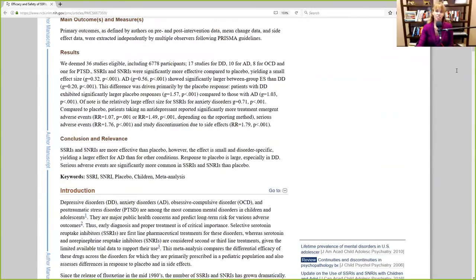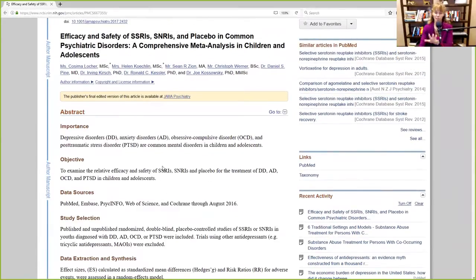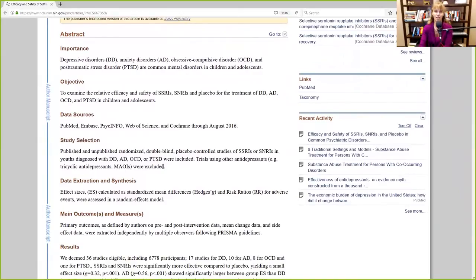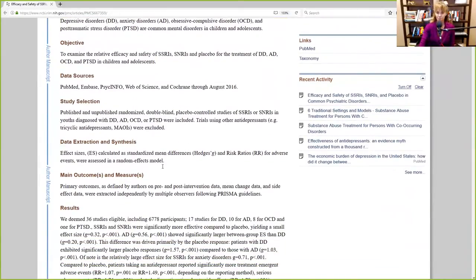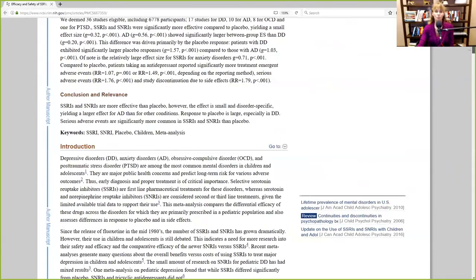Conclusion and relevance. You want to look at the beginning to see who were the subjects. Does this apply? Okay, so we've determined it does. You're working with an adolescent or child. Then you can just scroll down to conclusions and relevance. SSRIs and SNRIs are more effective than placebo. However, the effect is small and disorder specific, yielding larger effect. So you see more improvement with clients that have anxiety disorders than other conditions.